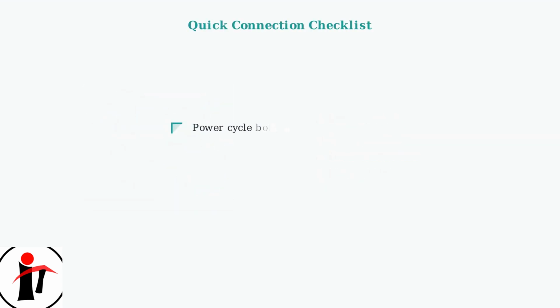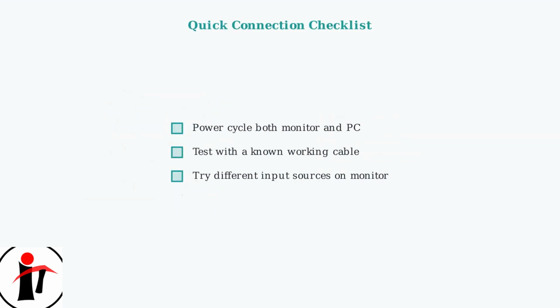Follow this quick checklist to resolve most connection issues. Power cycle both devices, test with a known working cable, try different input sources on your monitor, and verify all connections are fully seated. Most Sceptre monitor connection problems can be resolved by following these cable and connection troubleshooting steps. A systematic approach will help you identify and fix the issue quickly.